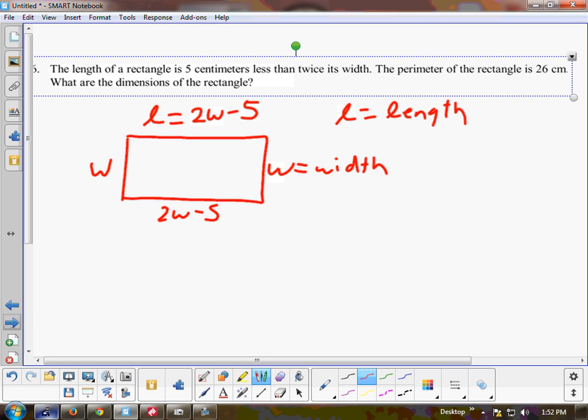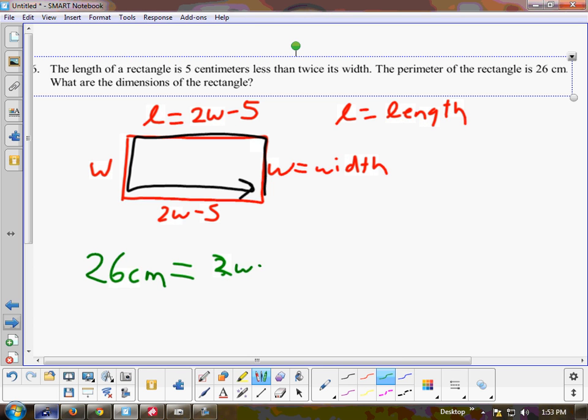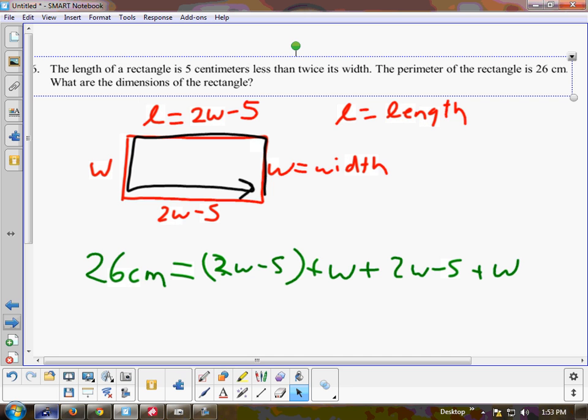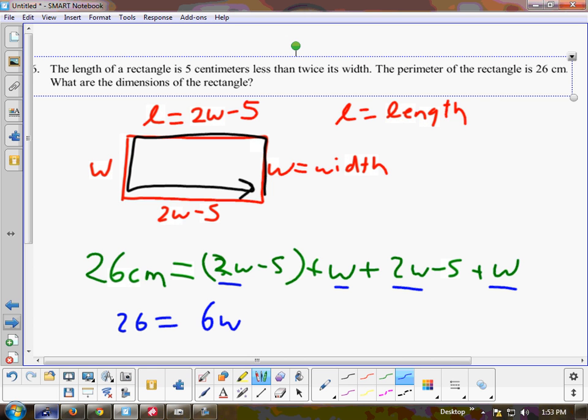We're talking about perimeter, so we need to add around the outside here, and that's going to equal the total perimeter of 26 centimeters. So that's a length plus a width plus the length plus the width. Now, what you need to do is combine like terms here. So there are 2, 3, 4, 5, 6 W's here. And then we add up -5, and -5 is minus 10.